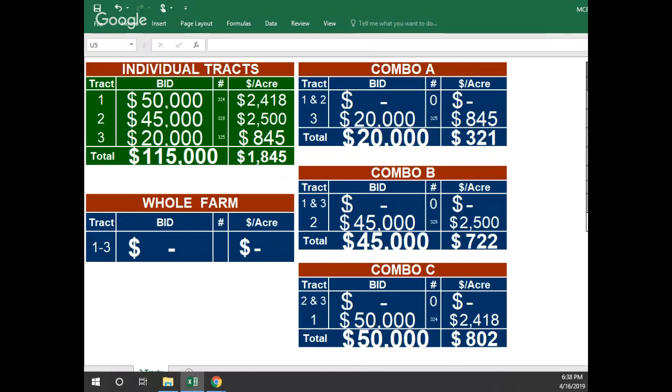Rusty. Yes, AJ. 120 on the whole farm. Whole farm goes to 120,000, and that bidder number? 323. 120,000 on the whole farm, 323. Any other interest, guys? Any other interest? Three, two.